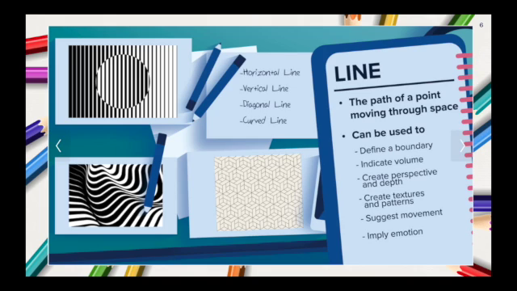Line is defined as the path of a point moving through space. It can be used to define a boundary, indicate volume, create perspective and depth, create textures and patterns, suggest movement, and imply emotion.